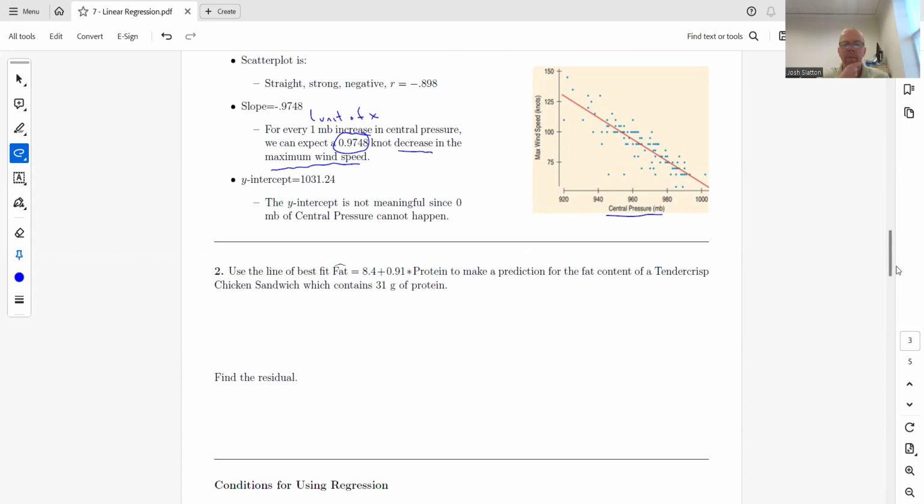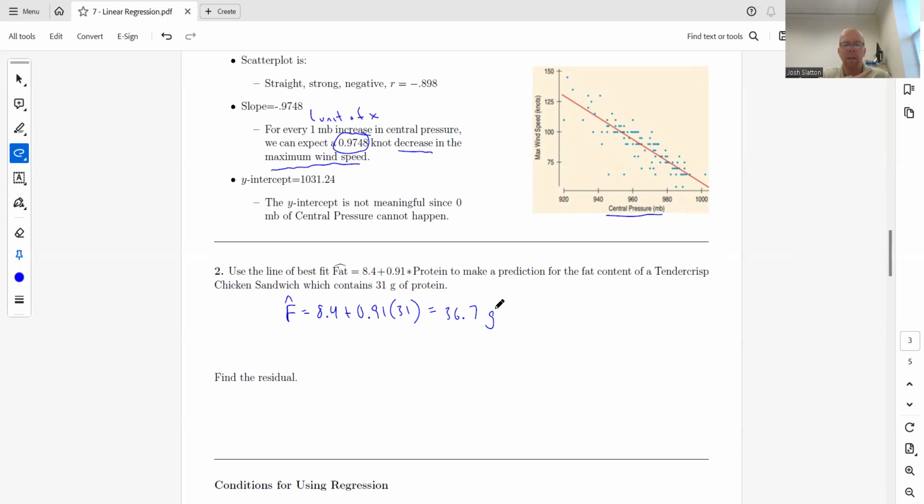All right. Use the line of best fit. So for the Burger King example, again, to make a prediction for the fat content of a tender crisp chicken sandwich, which contains 31 grams of protein, all we're going to do here is plug the 31 into the equation. So 8.4 plus 0.91 times 31, and plug that in the calculator, and we get 36.7 grams.